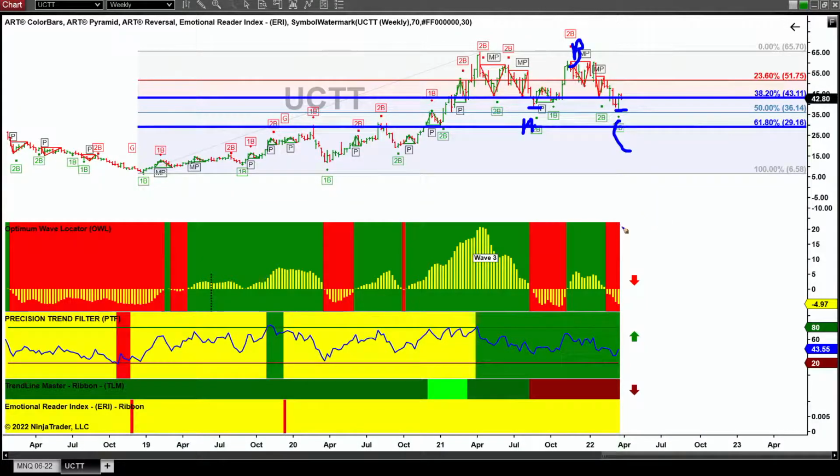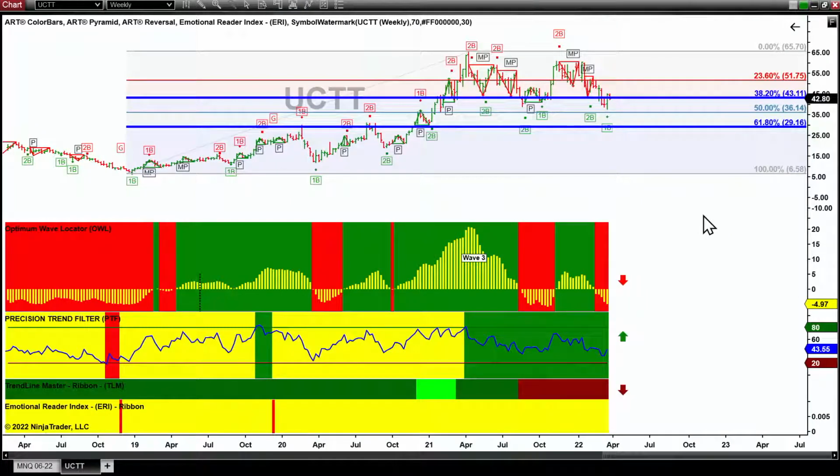There are possible alternate scenarios here. One being that this could have been a failed 5 because you did hit the retracement zone. That's a possibility, an alternate wave count. But with a green PTF, I don't think that's the case. That's where the PTF comes in. Again, having the right tools is everything, and knowing how to use them is, of course, everything too.